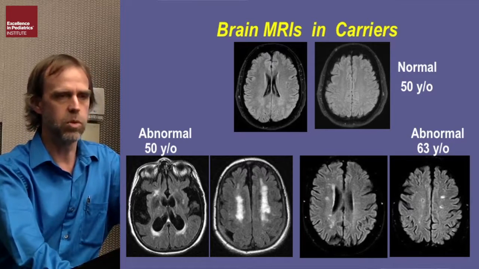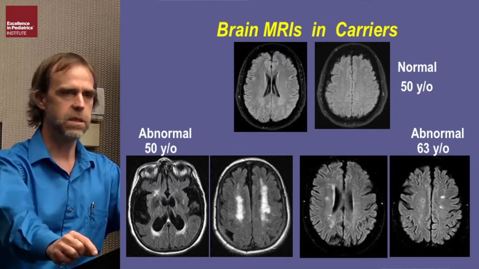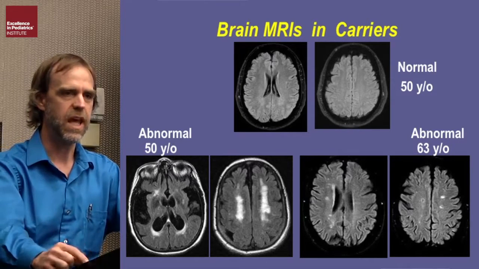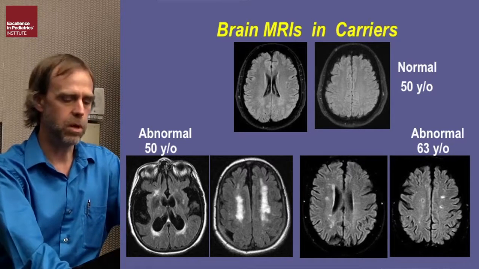And so far, you will note that for the kidney disease, the heart disease, and the brain disease, the major problems occur primarily in adulthood.